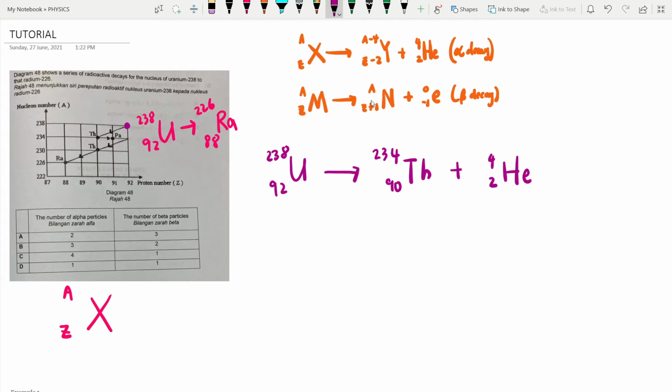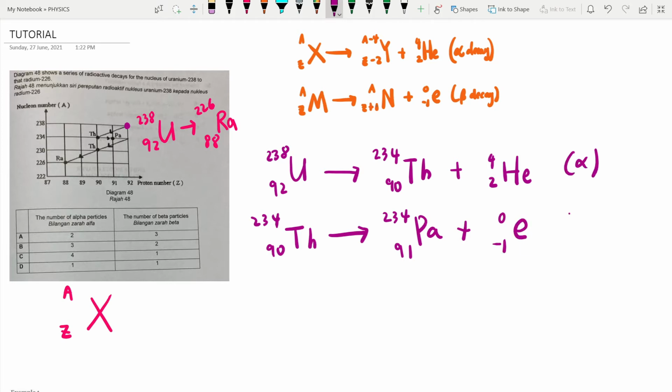Next, kita tengok pula daripada Th tadi, dia akan jadi apa? Th-234, 90, dia akan jadi Pa. Pa dia punya proton number is 91 dan nucleon number dia adalah 234. As you can see, nucleon number dia tak berubah dan proton number dia bertambah 1, which means dia melalui beta decay. So dia akan tambah 1 dekat sini, elektron. So this is alpha, this is beta.